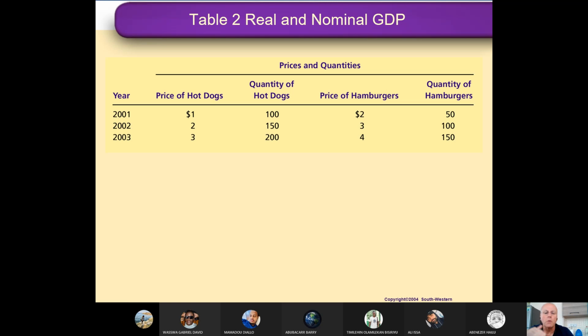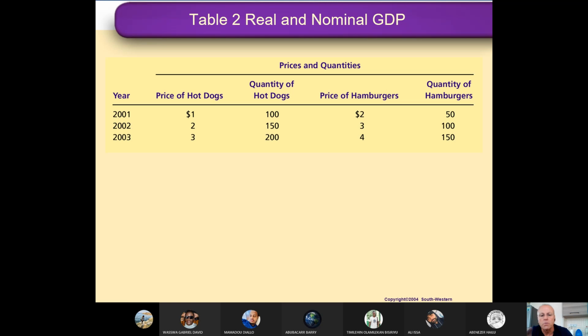Therefore, we are going to calculate first the nominal values for each year, 2001, 2002, and 2003, without changing the base year. We are going to use every year's prices. As you see, in 2001, the price of the hot dog was $1. In 2002, it is $2, and in 2003, it is $3.